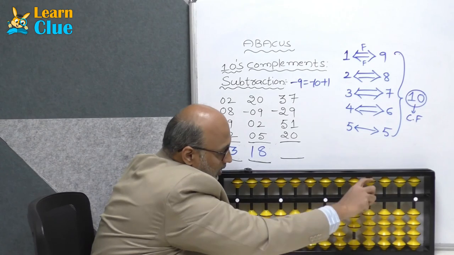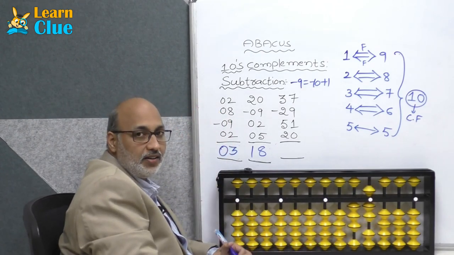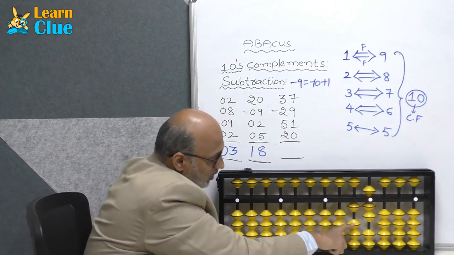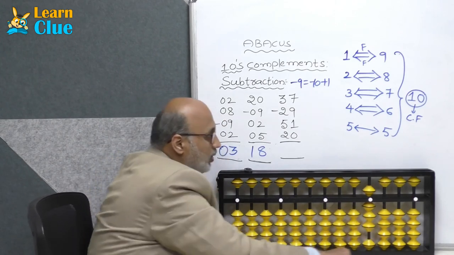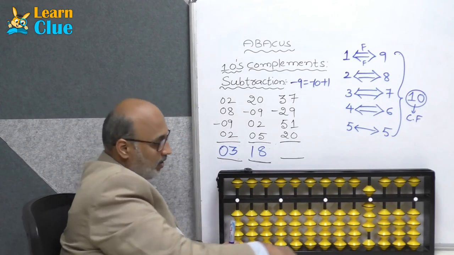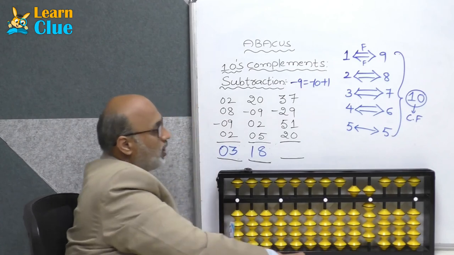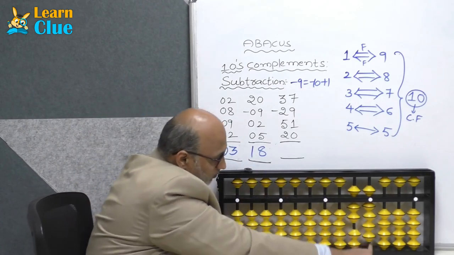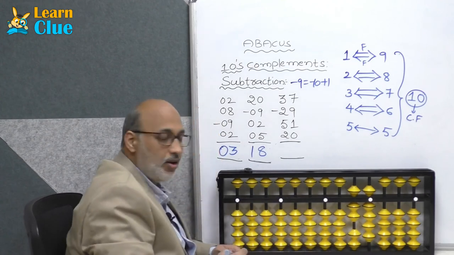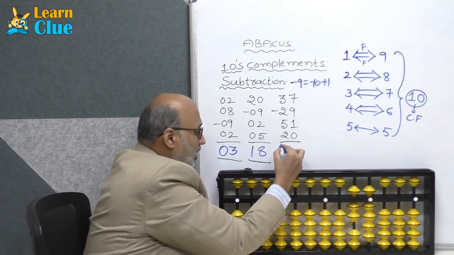Okay. Now do the next problem. 37. 30 plus 7. Minus 29. Minus 20. Minus 9. Minus 9 is nothing but minus 10 plus 1. Okay. Now add 51, plus 50 plus 1. Okay. Now they are asking plus 20. So the problem is completed. Now tell me what is the answer.